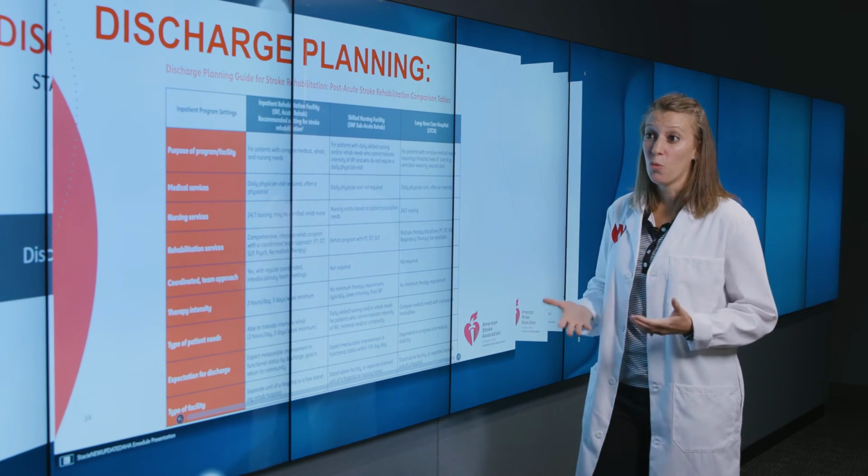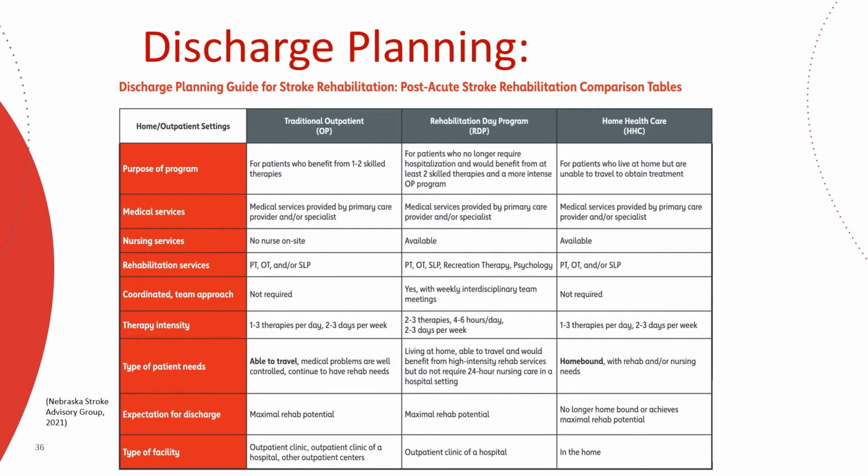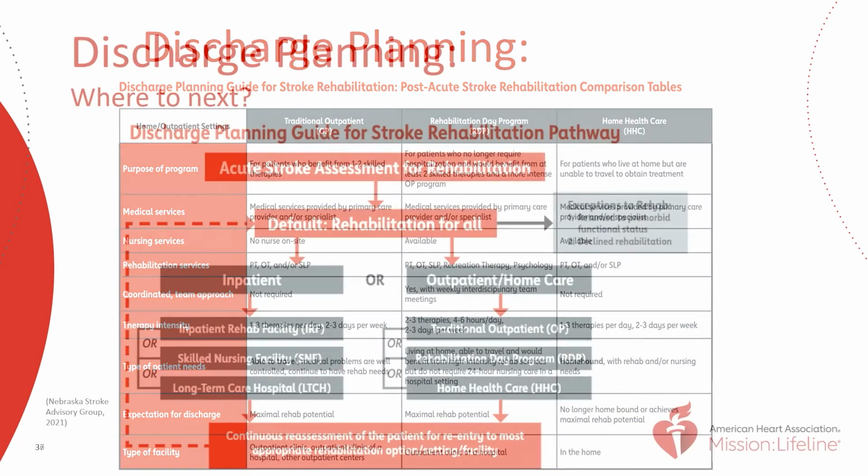Sometimes we just don't know where the next place to go is. And so the American Heart Association has this wonderful resource that compares all the different levels of care, what the purpose of the facility is, what kind of therapy and care that they will get there. So comparing inpatient rehab to skilled nursing, or even some of the outpatient options like traditional outpatient or a day program or even home health, figuring out what the next appropriate level of care is that meets all of your patients' needs, depending on are they independent and are they safe, is the most important.